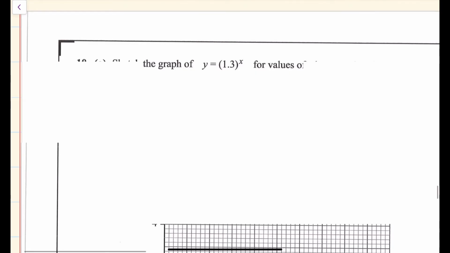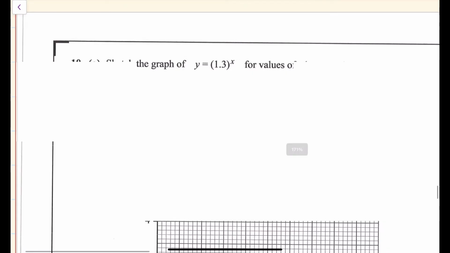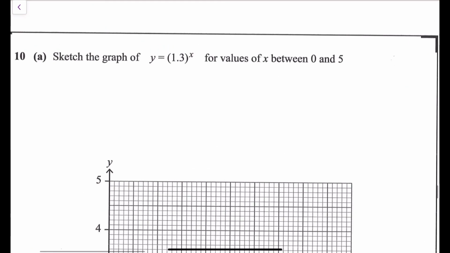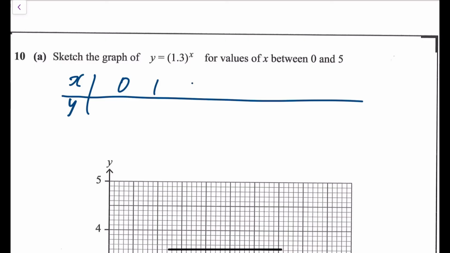Next one, graphs. Right, and again, this is not great. Apologies, folks, for the mess of this. Again, you will draw this out accurately. It says sketch a graph of this for the values between 0 and 5. So good, and they've given us a big clue. We wanted the table of values. So 0, 1, 2, 3, 4, and 5.